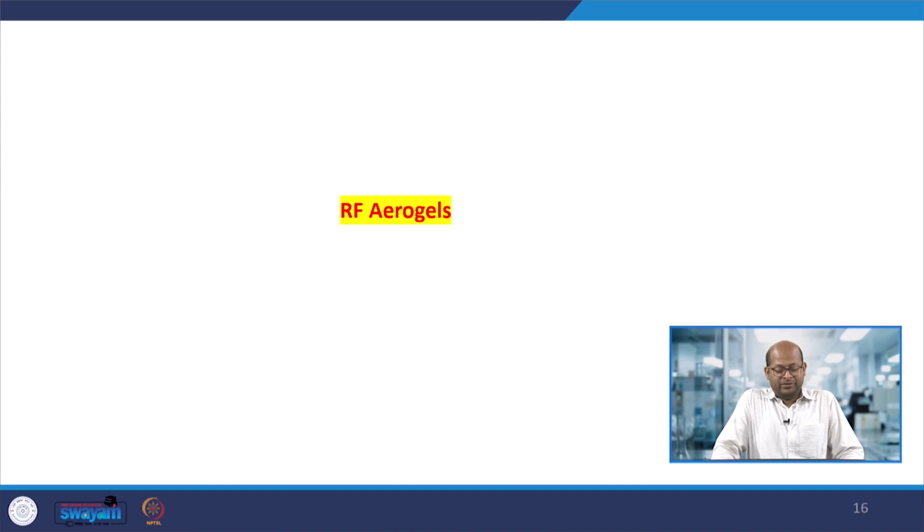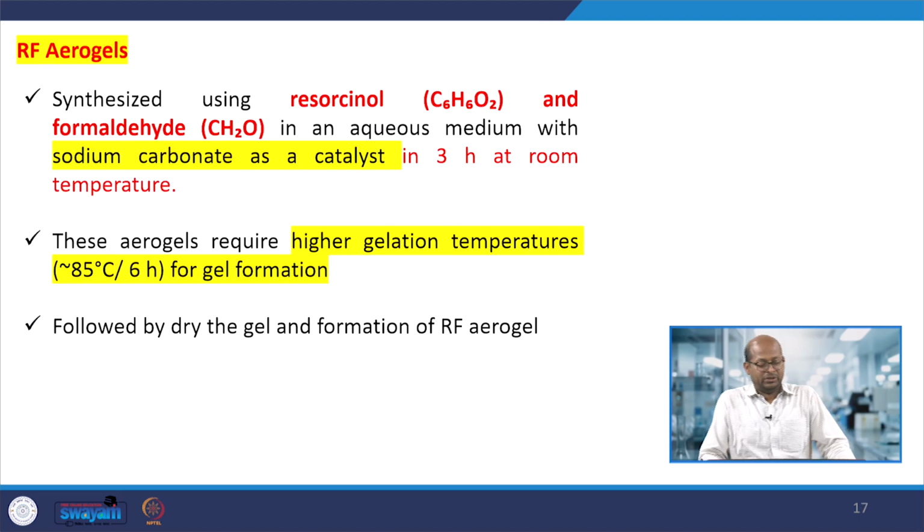Now RF aerogels, which we can also prepare by the condensation method. In this case, to prepare a resorcinol formaldehyde aerogel, resorcinol is the precursor chemical we have to take, and formaldehyde is another chemical reagent that we have to use in an aqueous medium.